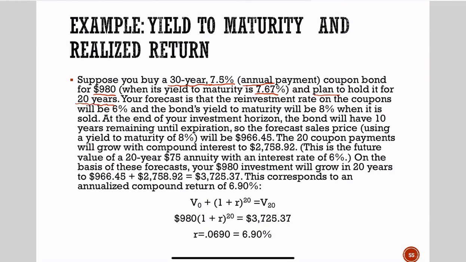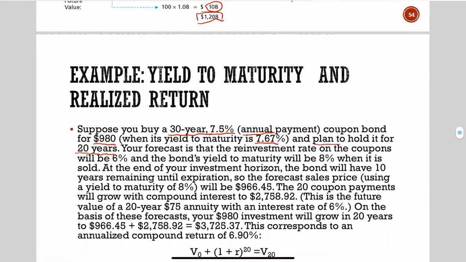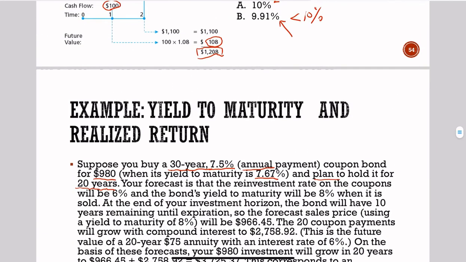So let me draw a timeline here. It's a 30-year bond, and you will sell at the end of the 20th year. This basically means when you're selling your bond after 20 years, you will suffer from price risk, right? Because the yield at the end of the 20th year is uncertain.